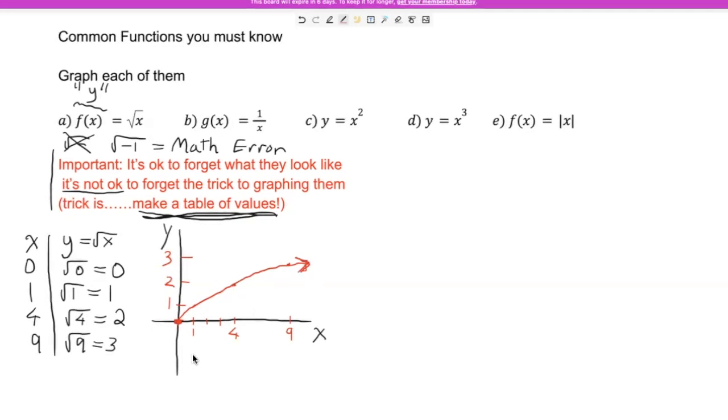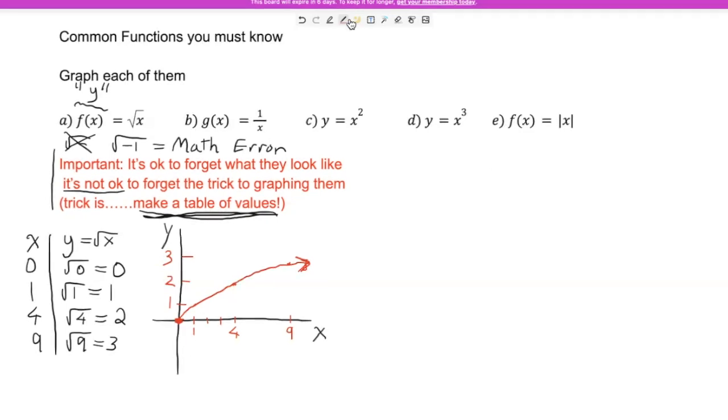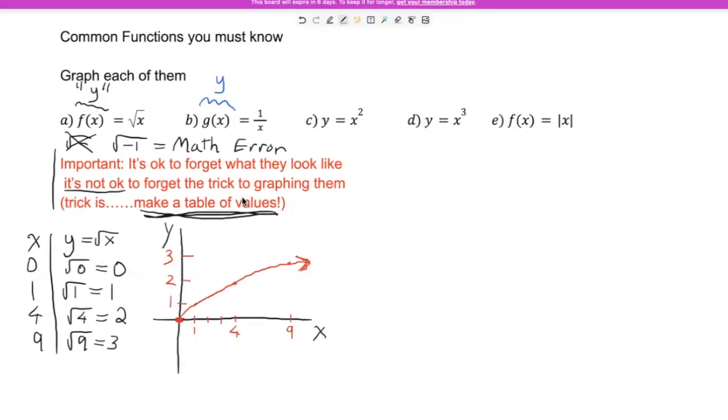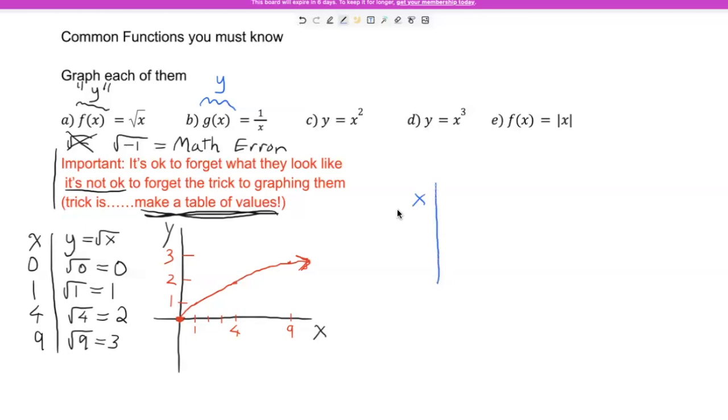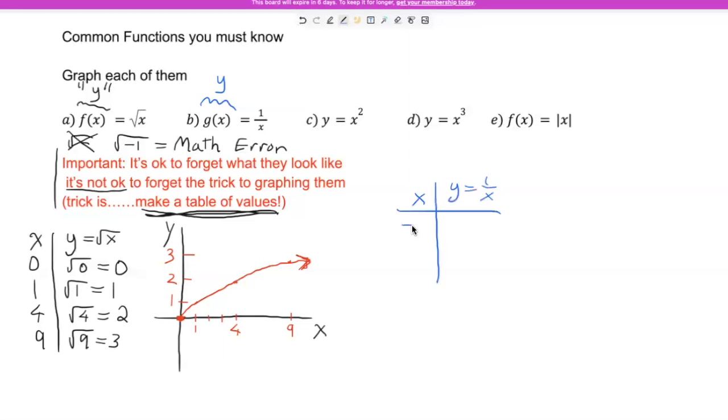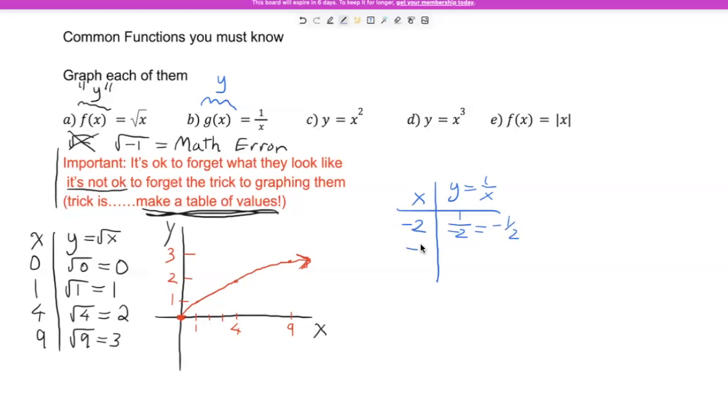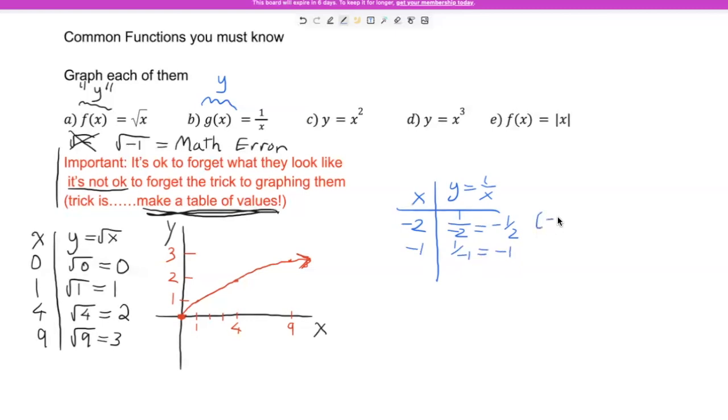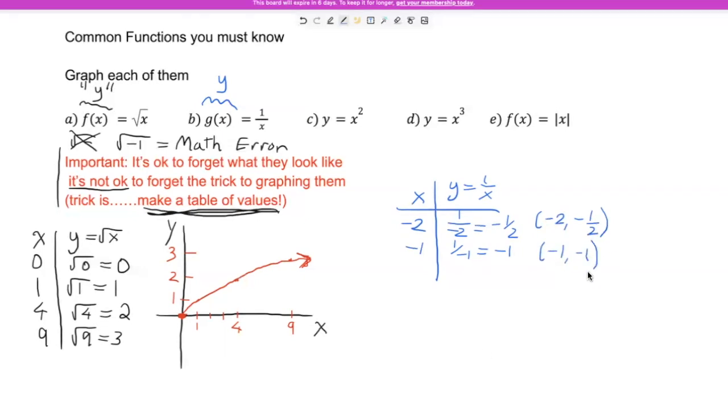Now let's look at b. Y equals 1 over x. Again, it doesn't matter if I call it g of x, h of x, who cares? This just means y. So y equals 1 over x. I'm going to start with some negative values. I'm allowed to do 1 over a negative number. That's perfectly fine. So let's go with -2. 1 over -2, that's just -0.5. 1 over -1 is the next y value, that's -1. So far I have 2 points, (-2, -0.5) and (-1, -1).